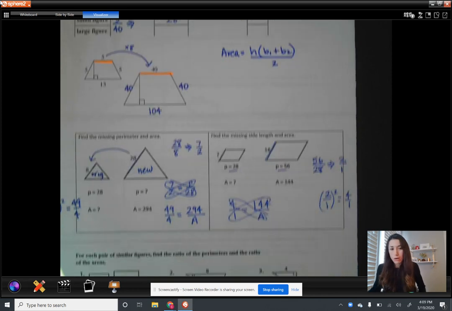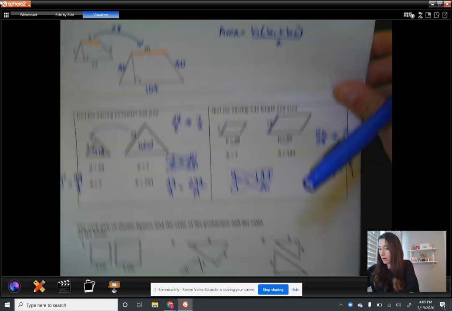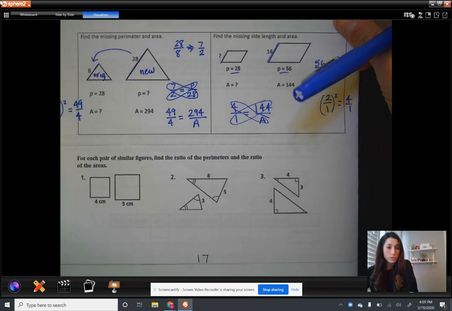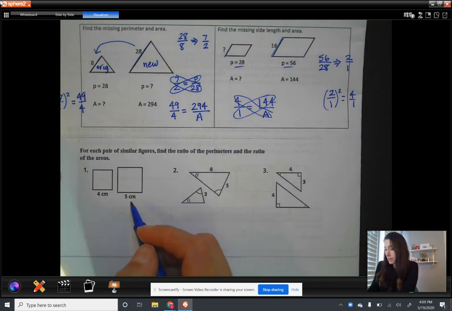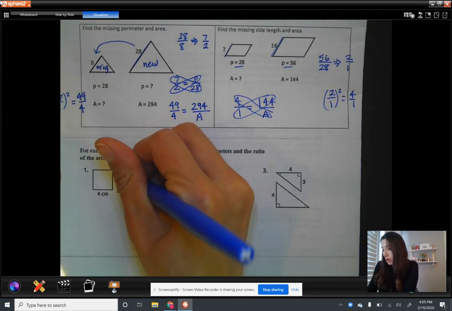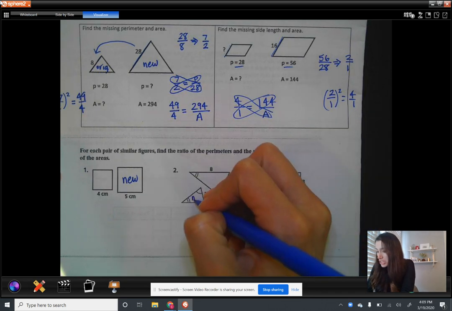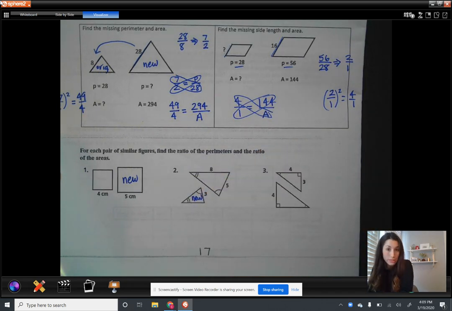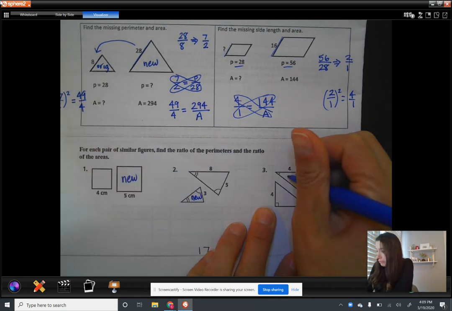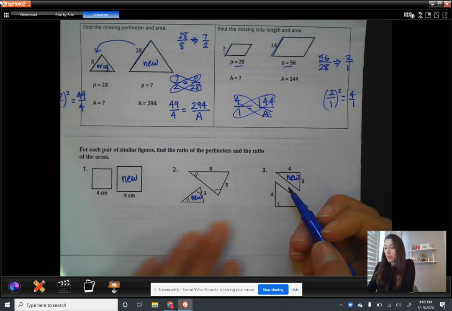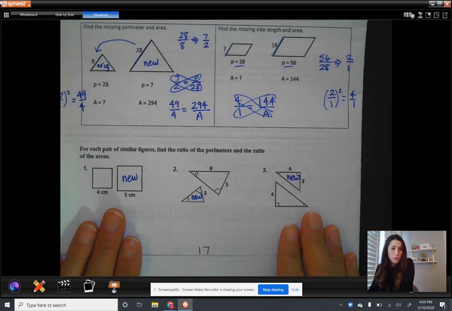Okay, now on the bottom of the page here, we are looking at just finding ratios between the sides. So to make it easy, let's make this one the new. Let's just say it's getting smaller so that we're not always doing the same thing every time. And then let's make this one the new figure. Okay, so I'll do one example with you and then you're going to try the other two on your own.